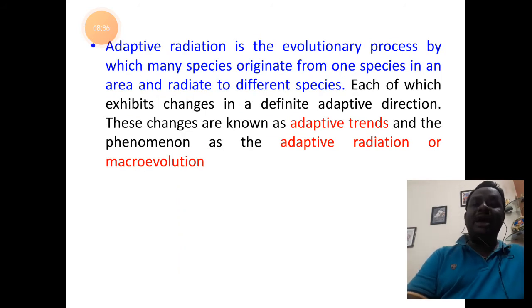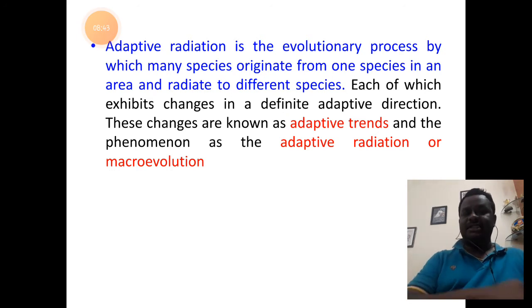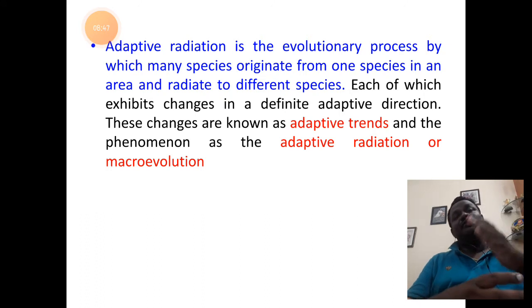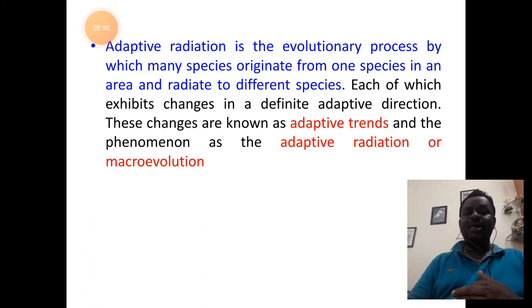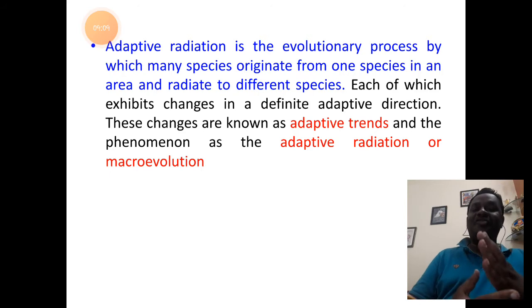The concept of adaptive radiation just relates to change in the characters in them, right? These changes in the characters, both physically and anatomically, are under the control of genes, remember this. Because every character of an individual is controlled by a gene. So genes will influence the change in the characters of organisms. Those changes are collectively called adaptive trends.